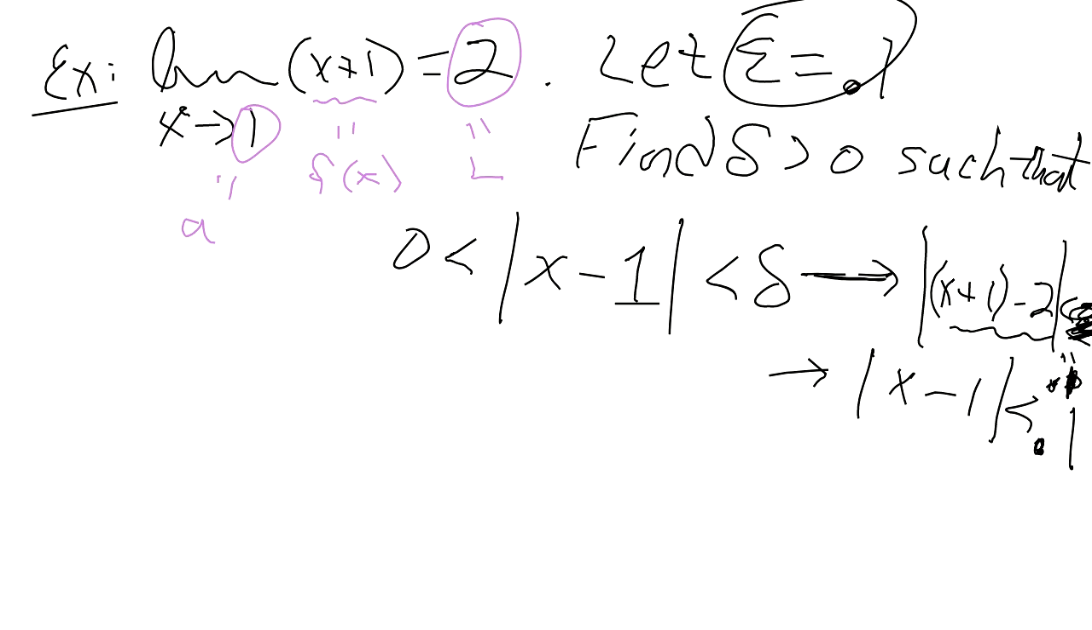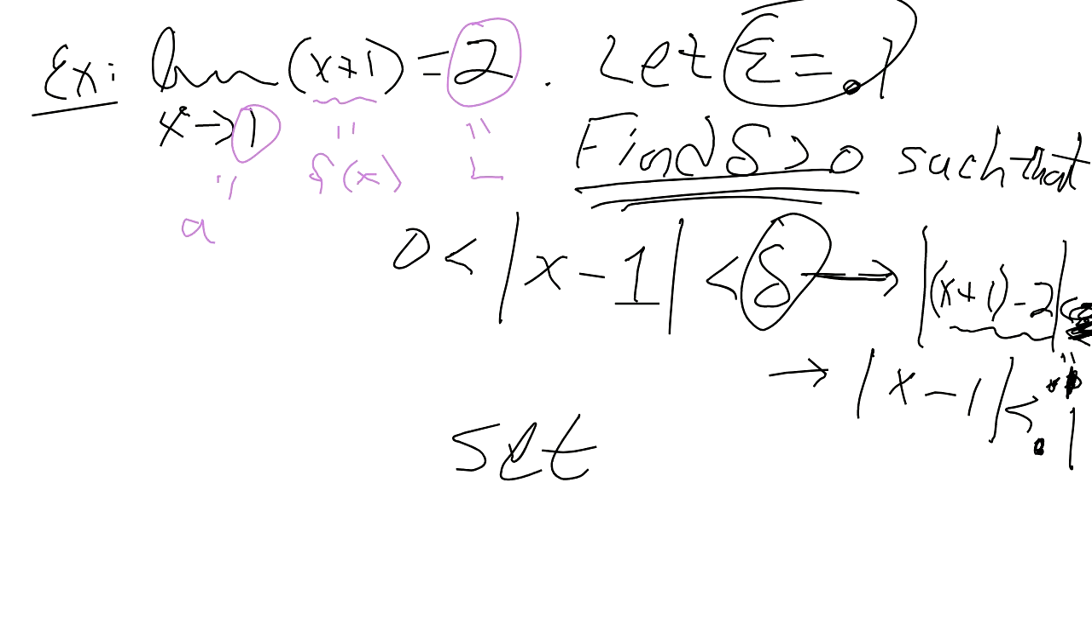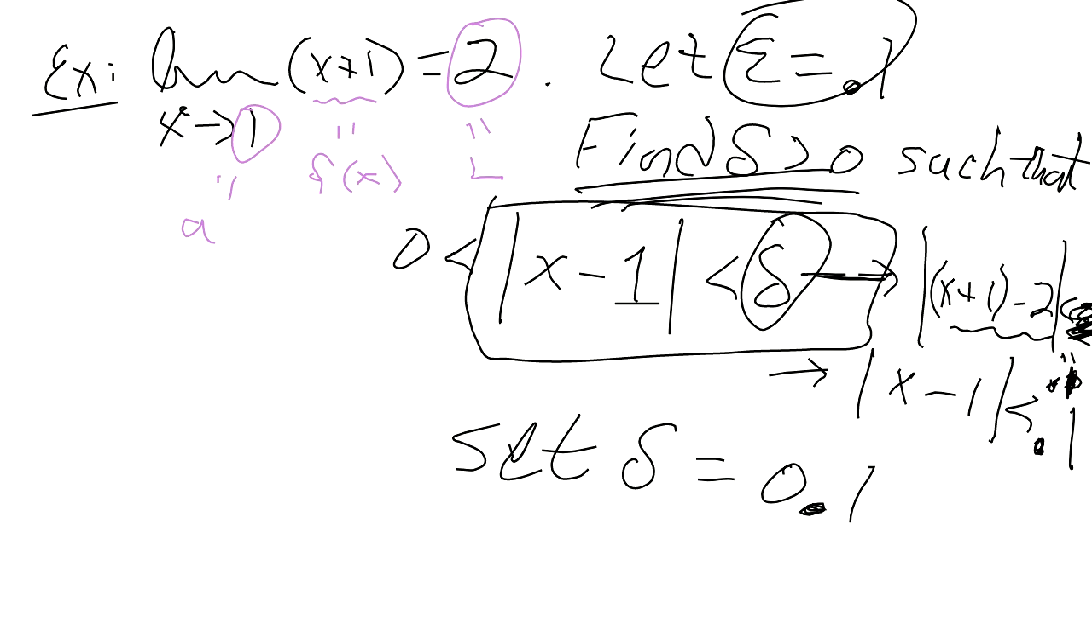So I need to find this delta such that 0 is less than the absolute value of x minus 1, less than delta, would imply the absolute value of x minus 1 is less than 0.1. So what do you think we should set delta equal to? We're going to set delta equal to 0.1 because that's going to work. So if I do that, I could simply look at the right half of the equation and verify that that's the case.